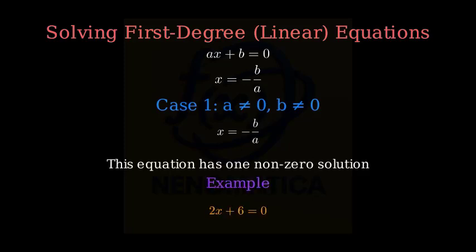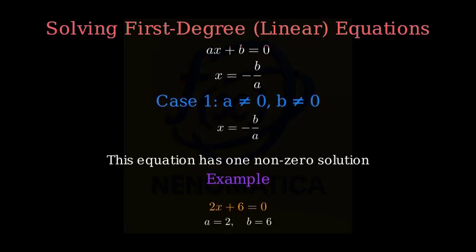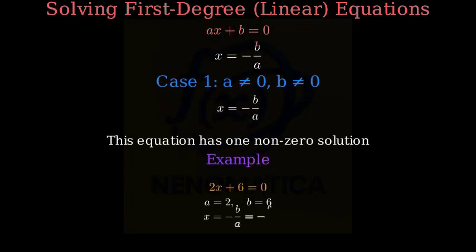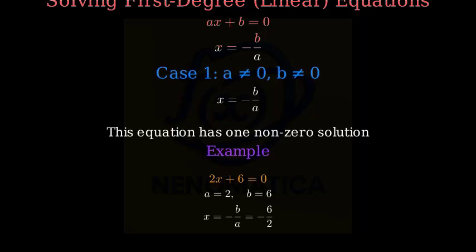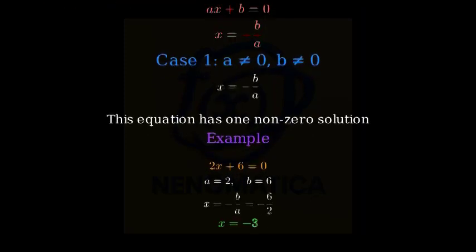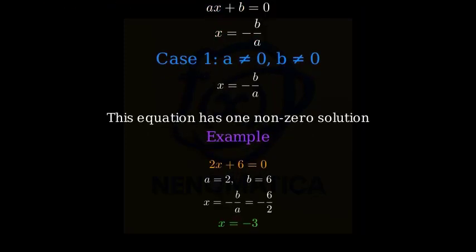Consider the equation 2x plus 6 is equal to 0. Here, a equals 2 and b equals 6. Using our formula x equals negative b over a, we substitute the values. x equals negative 6 over 2, which simplifies to negative 3. So the solution to the equation 2x plus 6 is equal to 0 is x equals negative 3.